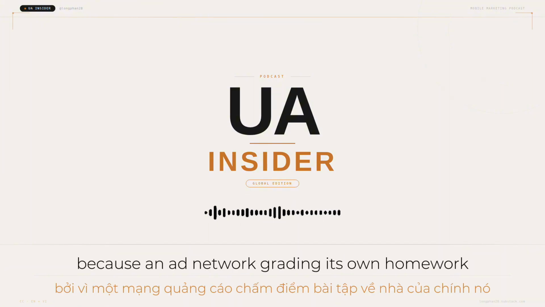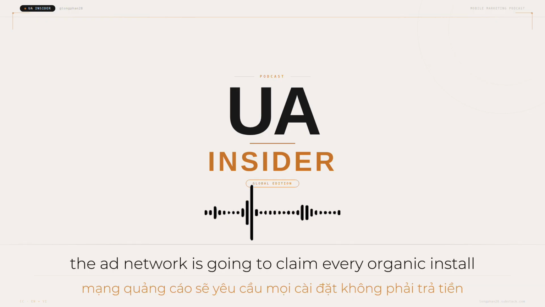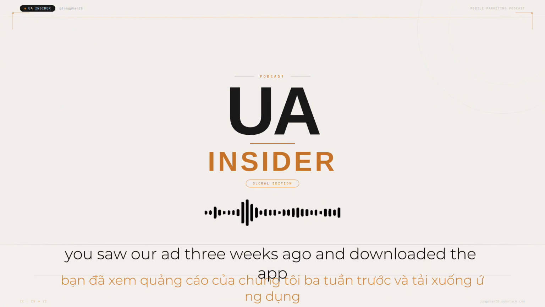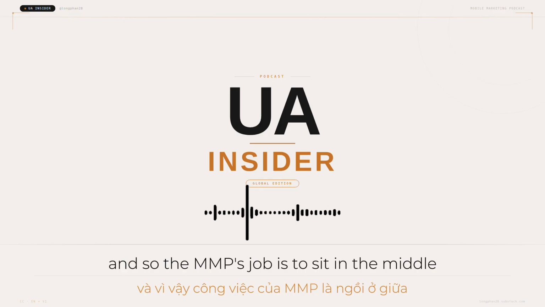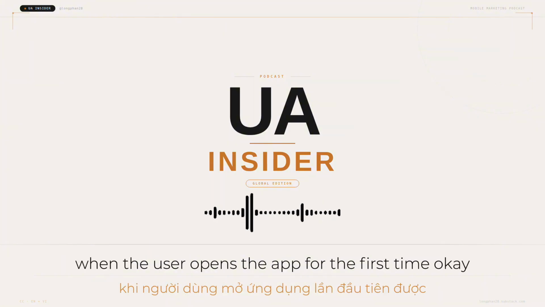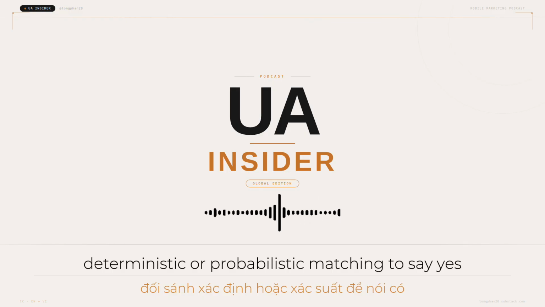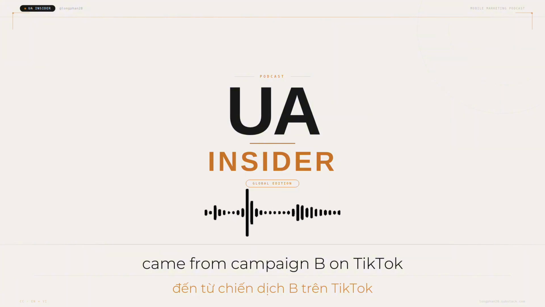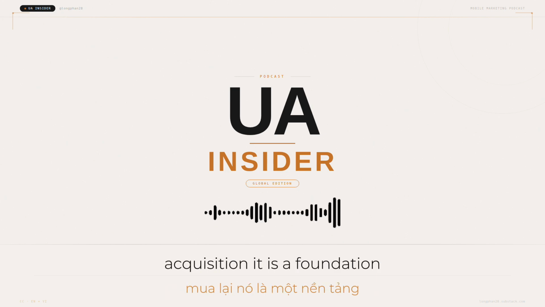Exactly. Because an ad network grading its own homework is just a recipe for catastrophic financial bleed. 100%. The ad network is going to claim every organic install they can vaguely associate with an ad impression. Oh, you saw our ad 3 weeks ago and downloaded the app today. We did that. Pay us. Right. And so the MMP's job is to sit in the middle. They catch the data payload when the user clicks the ad. Then they catch the data payload when the user opens the app for the first time. Okay. And then they perform this definitive, deterministic, or probabilistic matching to say, yes, this exact user on this exact device came from campaign B on TikTok, and it cost you $2.50. And that validation is the absolute bedrock of user acquisition. It is a foundation.